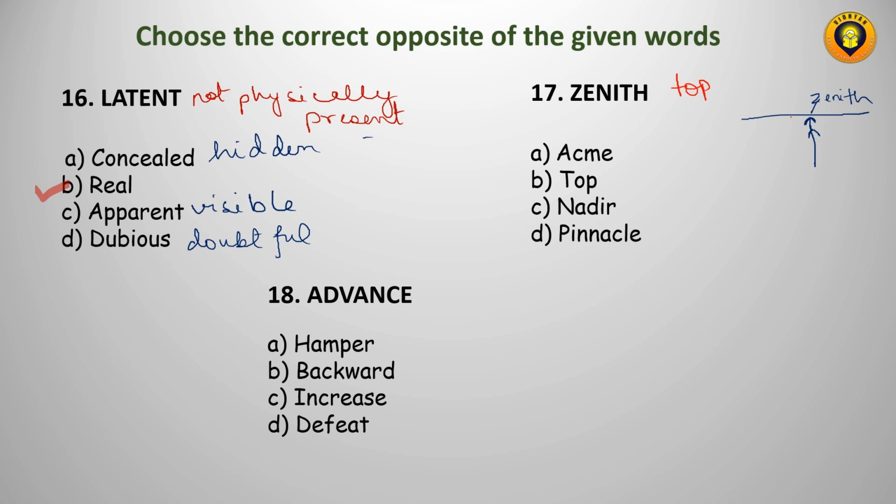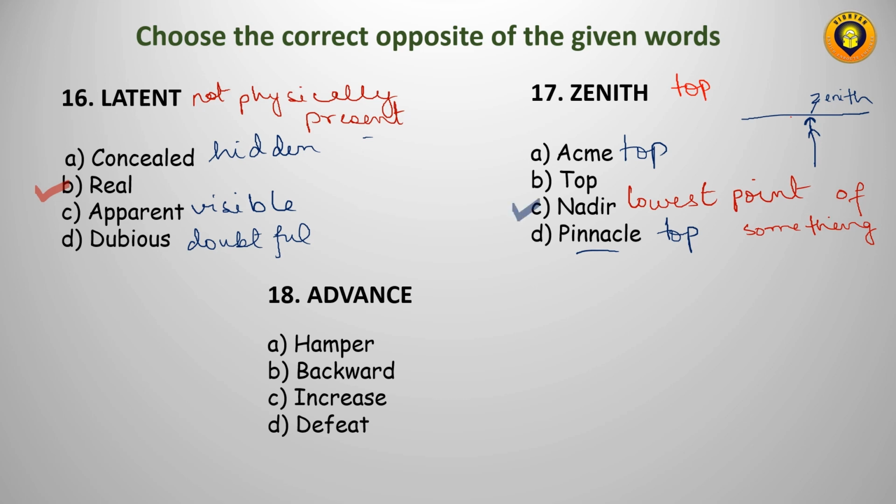Now, acme also means top. Pinnacle also means top. He is at the pinnacle of success, he is at the top or the height of success. Only nadir means the lowest point of something. So when we say the lowest point of something, we say the nadir of. So our answer would be none other than nadir.